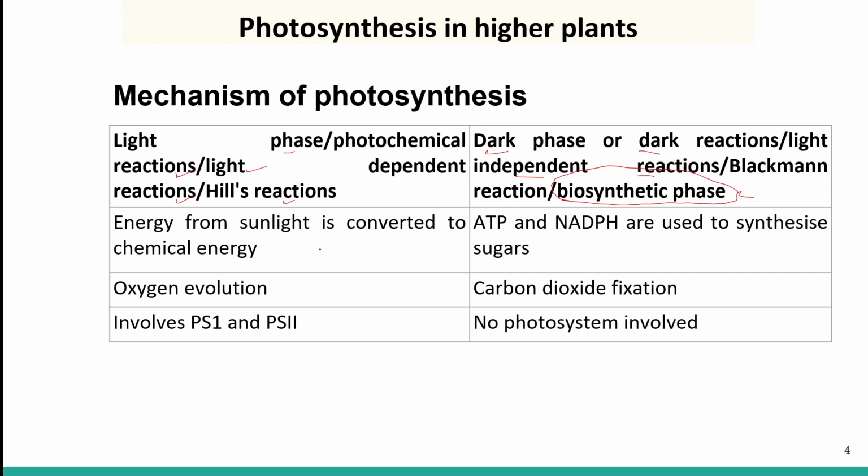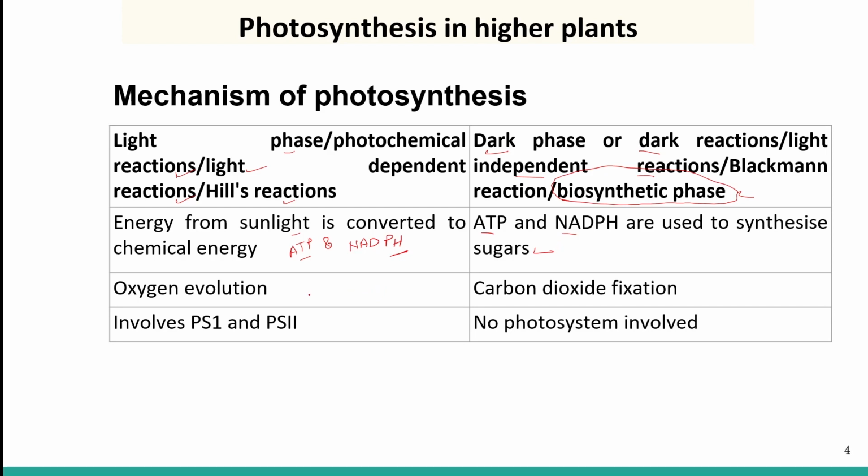So what happens during light reaction? The energy stored in the sunlight is converted into chemical energy in the form of ATP and NADPH. Okay, so the energy stored in sunlight is converted into energy rich molecules which are ATP and NADPH. Whereas in dark reaction, which takes place after light reaction, both ATP and NADPH which are produced during the light reaction are used to synthesize the sugars, or we can say carbohydrates.